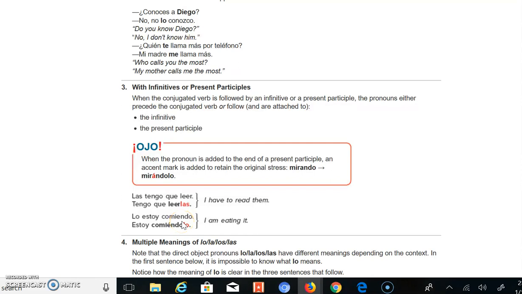Same thing with I am eating it. If it is something like el pescado, something masculine, el pan, lo estoy comiendo, or estoy comiéndolo. And here, this is the present participle form, the yendo form. For an AR verb, it's ando. Estoy tomándolo, for example.